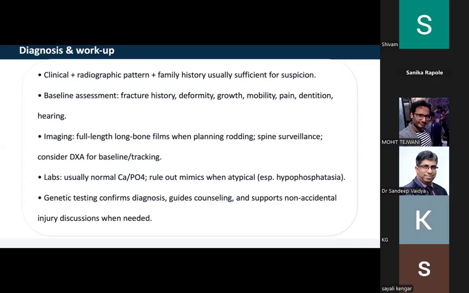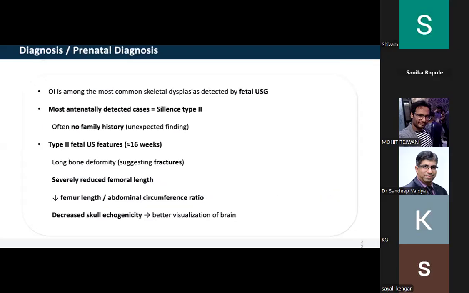Because of these multiple fractures in different stages of healing, there might be a chance that we need to get it done to rule out any chances of non-accidental injury that the child is being subjected to. That is why documentation of it is important. And OI is one of the more commonly diagnosed skeletal dysplasias on fetal ultrasound.